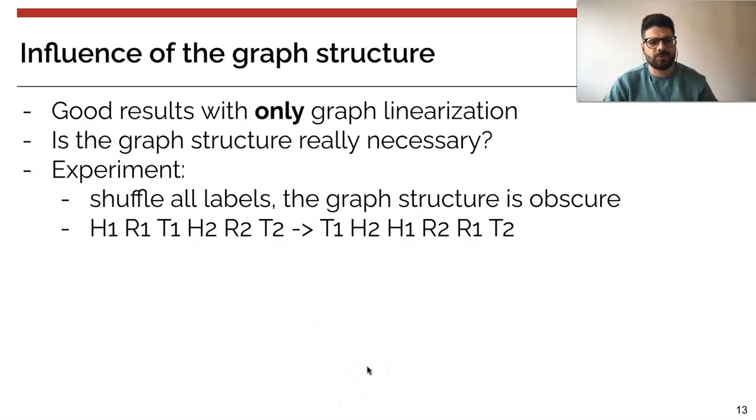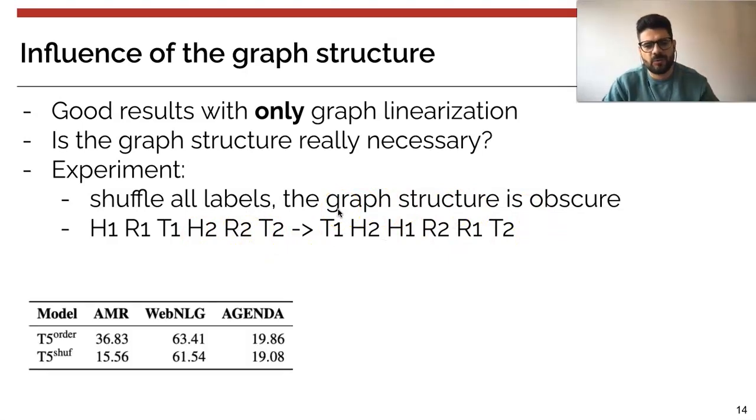The previous results showed that only with the linearization of the graph we achieve a very strong performance. So now we are interested in checking if the graph structure is really necessary. For this experiment we shuffle the labels of nodes and edges after the linearization, so the graph structure will be obscured for the model. Let's say that we have two triples with head, relation, and tail. Here you have two triples and you just shuffle them, and you use these shuffled versions to train the models.